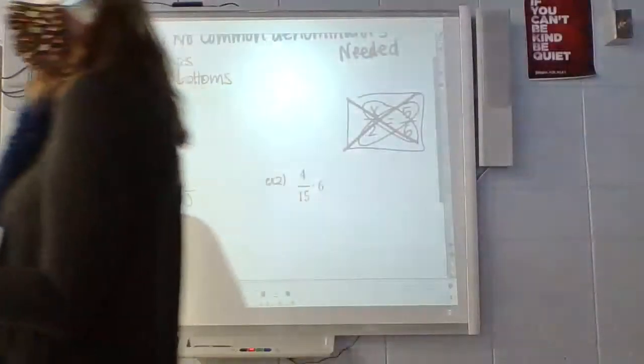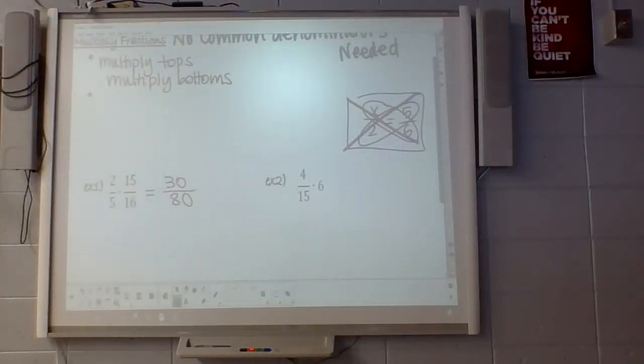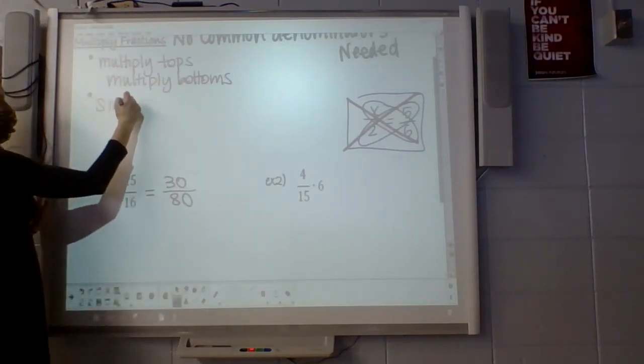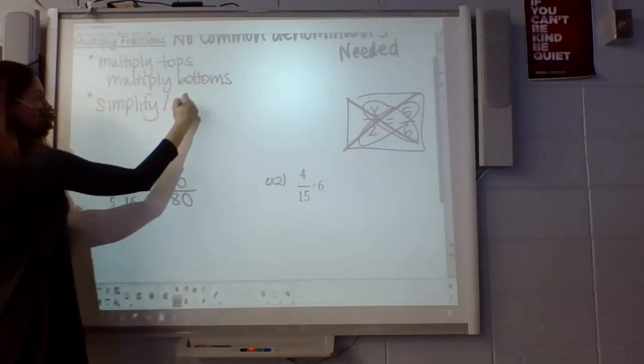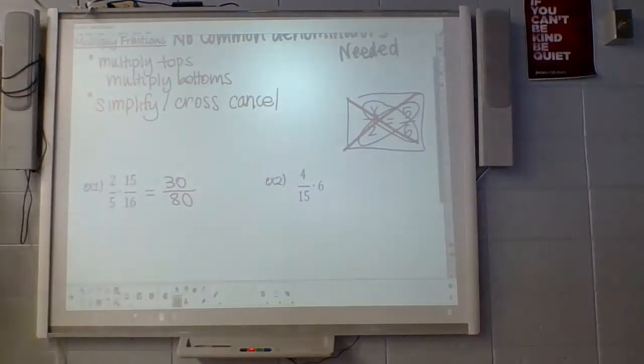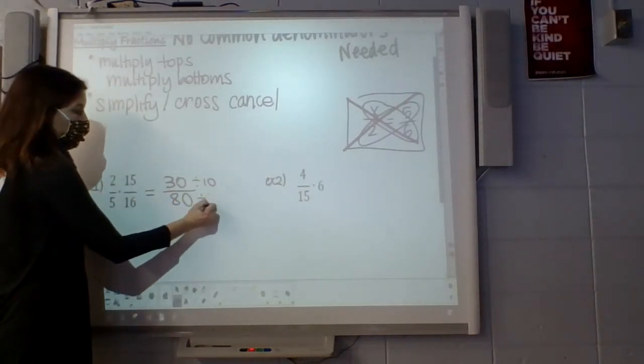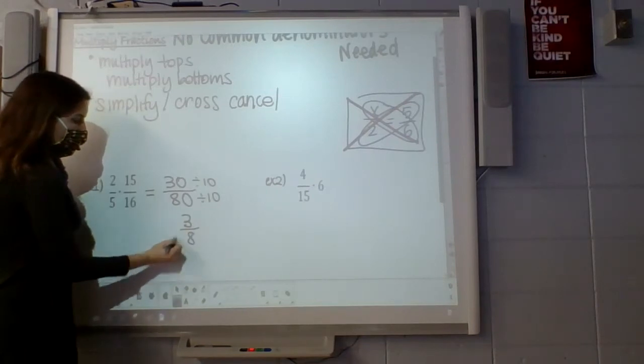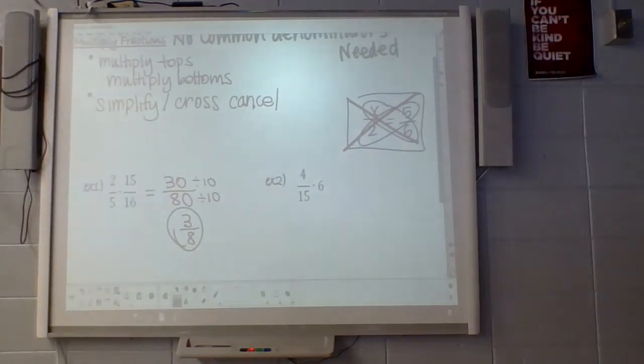Now at this point, we do have to simplify. So we do have to simplify these because they're not simplified. So I'm going to write simplify, and then I'm going to add something else in. I'm going to write simplify / cross cancel, and we'll talk about that here in a second. So simplify or cross cancel. How can I simplify 30 and 80? Yeah. Divide both by 10. They both have that 0, so that's a really good clue that we can divide them both by 10. So this ends up being 3 over 8, which is our simplified fraction.